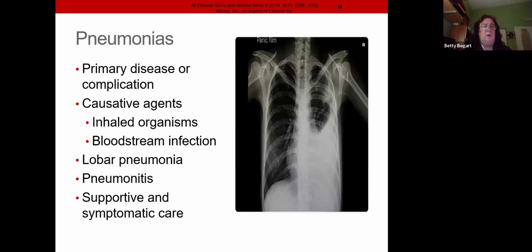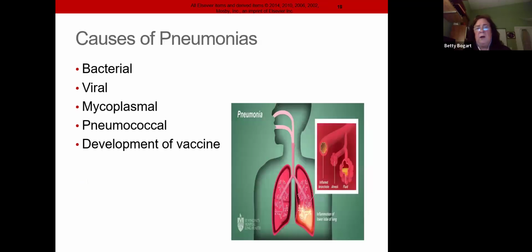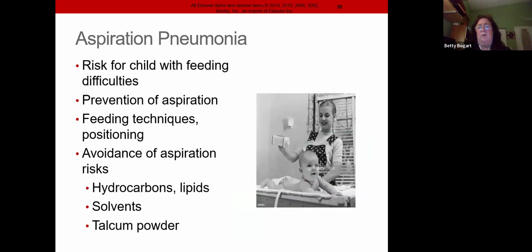Now, pneumonia. Well, we think of pneumonia as consolidation, right? But what can cause it? Bacteria, viral, mycoplasma. Pneumococcal, yes, we have vaccines. Now, what are ways kids can get aspiration pneumonia?